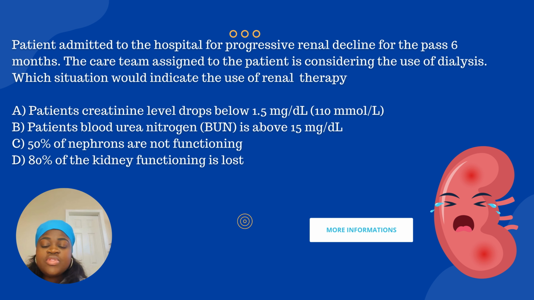Nephrons are the functioning unit of the kidney. When 80% of the patient's kidney is not functioning anymore, this means that the patient is now in stage 5 of chronic kidney disease. They definitely would need dialysis because the kidney can no longer excrete the waste from the body. We call it ESRD, which means end stage renal disease. At this point, kidney failure is fatal, and the patient would need either a kidney transplant or dialysis therapy.